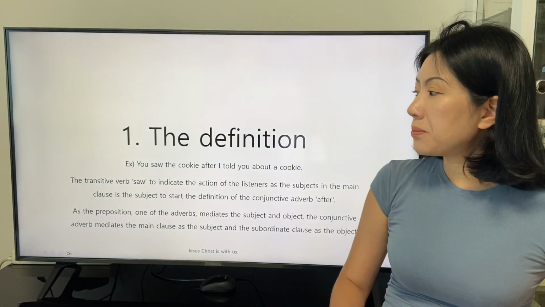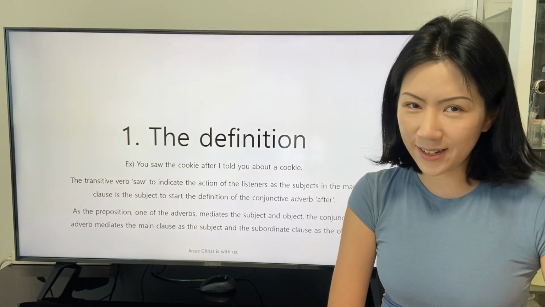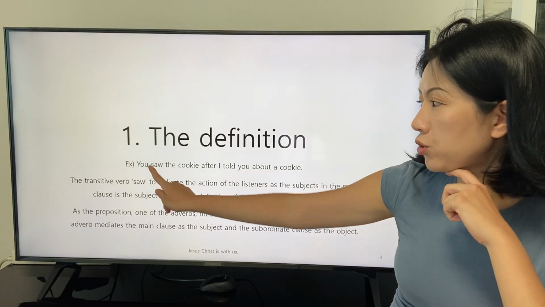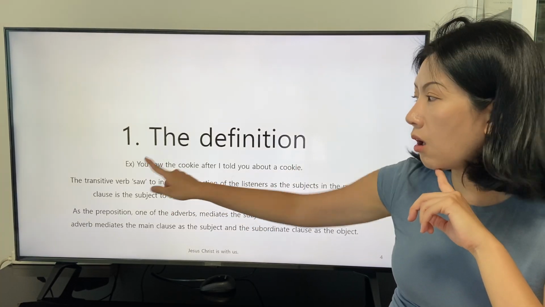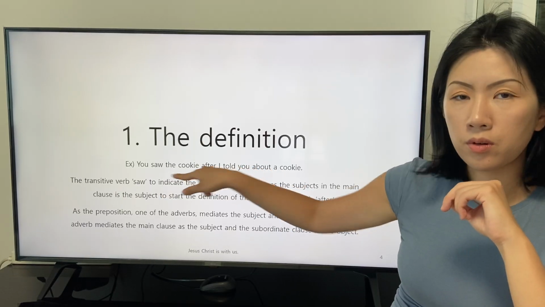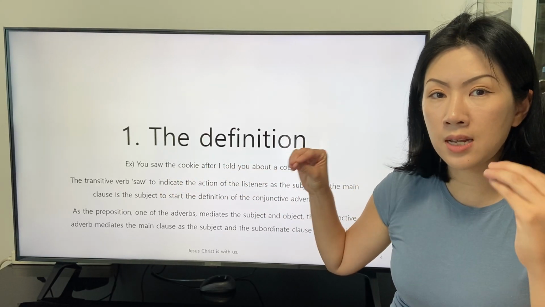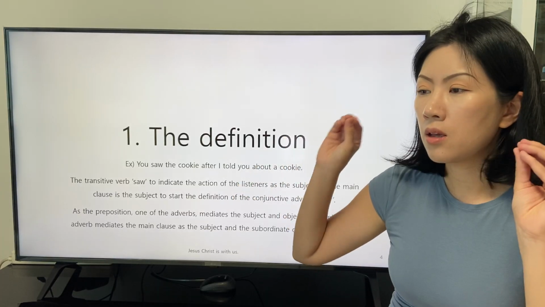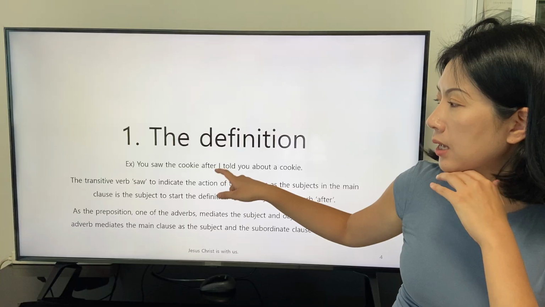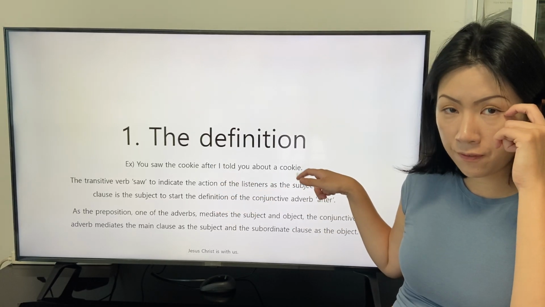There is an example: You saw the cookie after I told you about a cookie. In this sentence, we find that the two verbs are stated, saw and told, and both verbs are stated in the past tense, in the past simple tense. And there is a period or full stop.